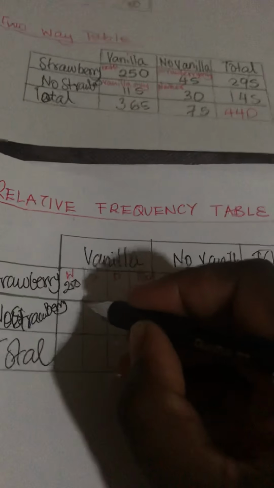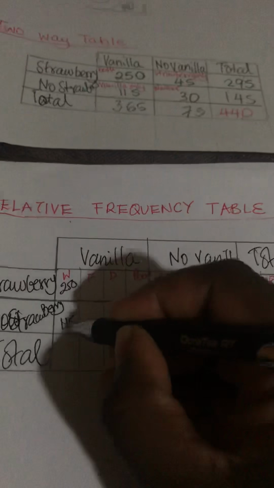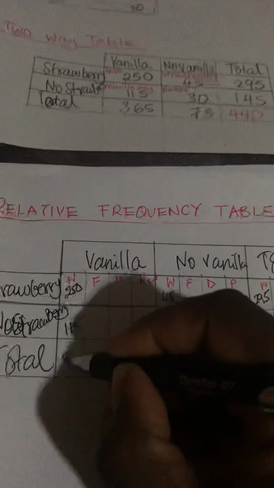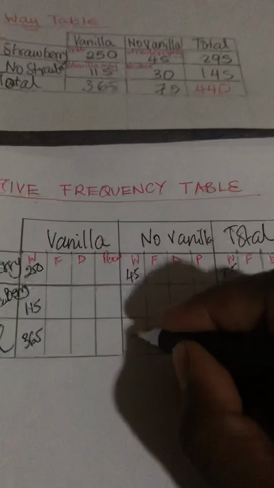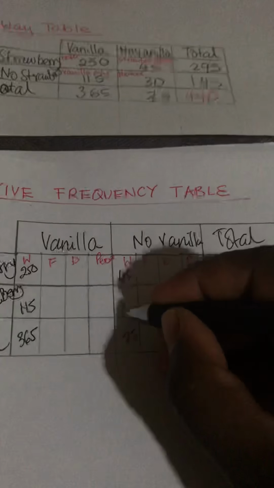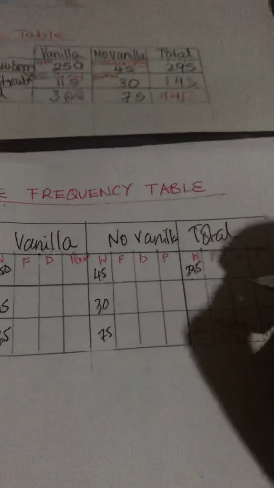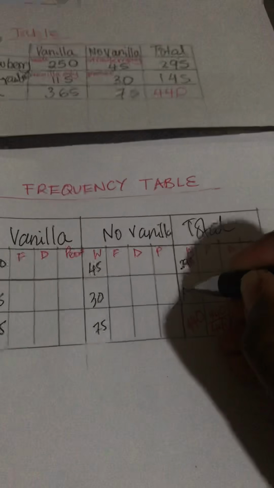What is the whole number here? 115. My whole number here is 365. My whole number here is 75 because here is 30. And my whole number here is 145.